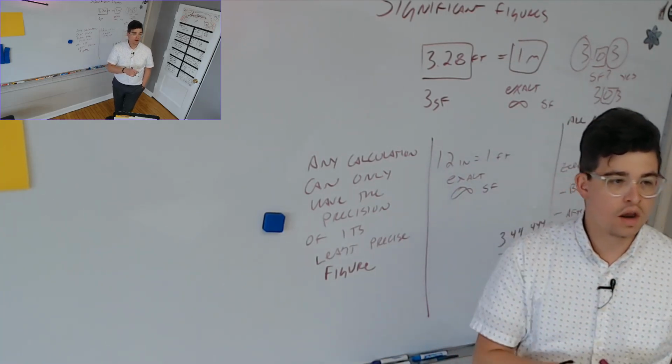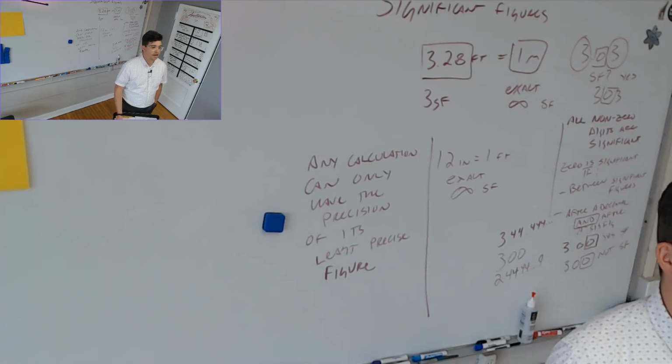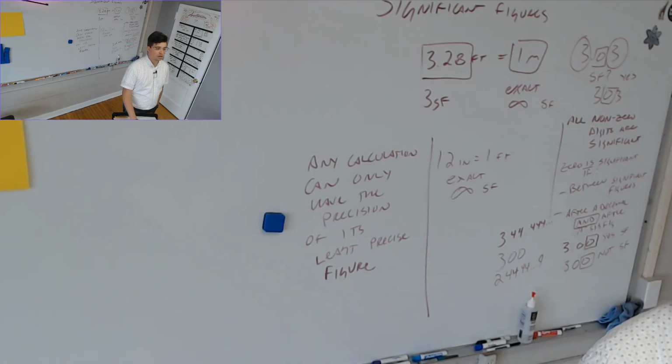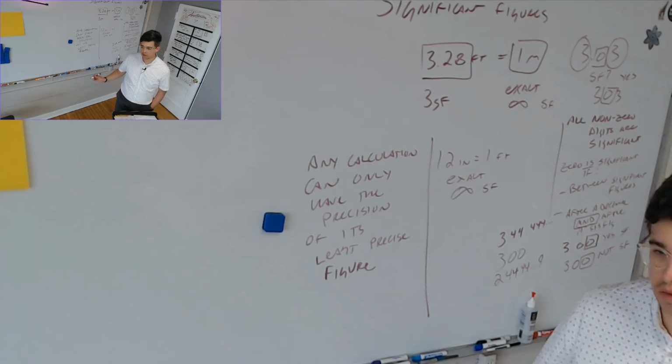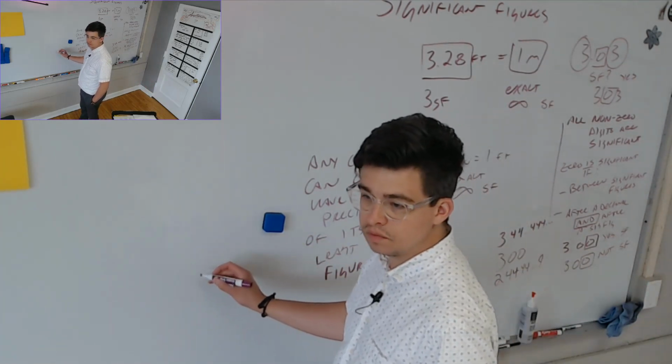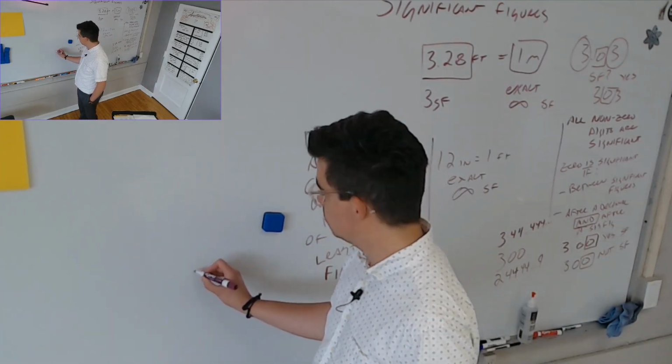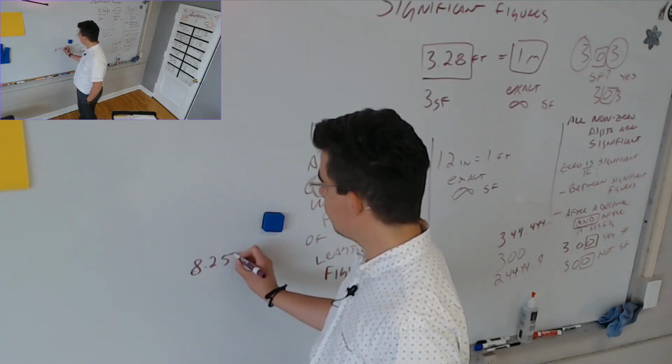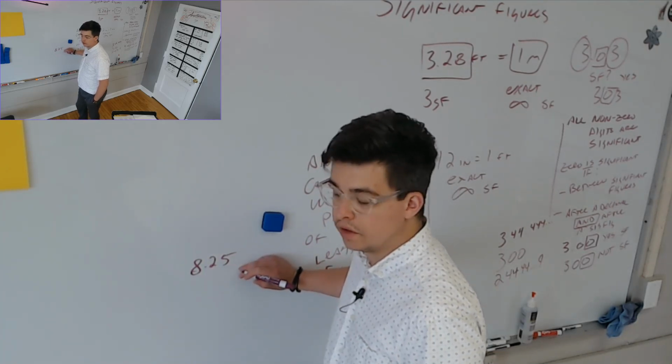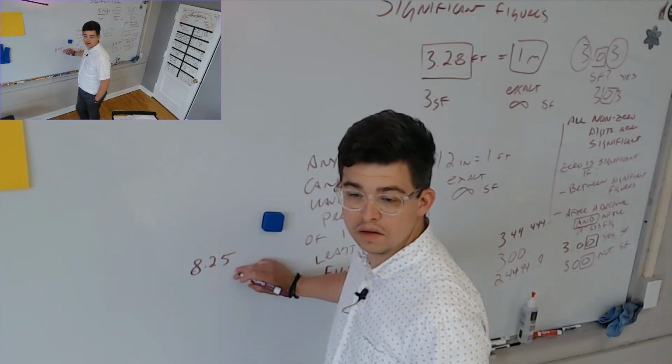So for instance, Alejandro finds the length of his hand to be 8 1/4 inch. What is 8 1/4 expressed as a decimal? 8.25. What's the precision here? Hundredths. So our answer can only be in the hundredths.